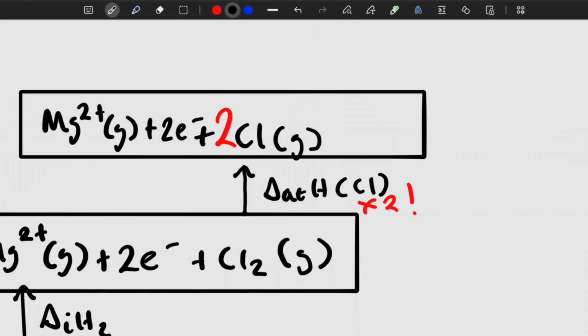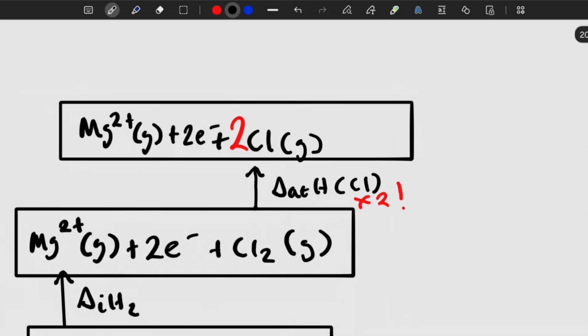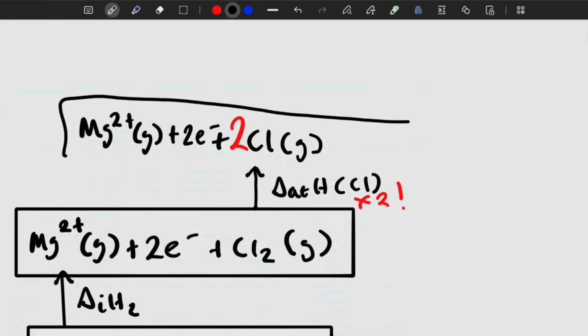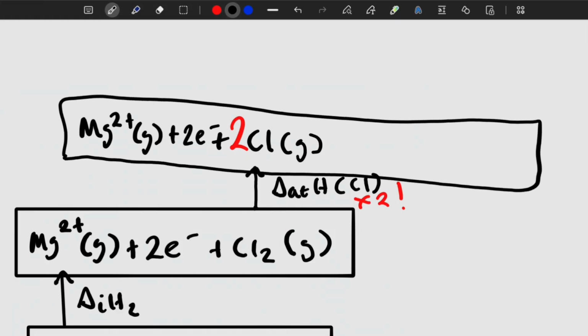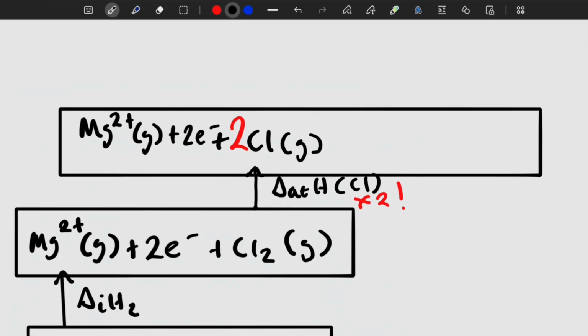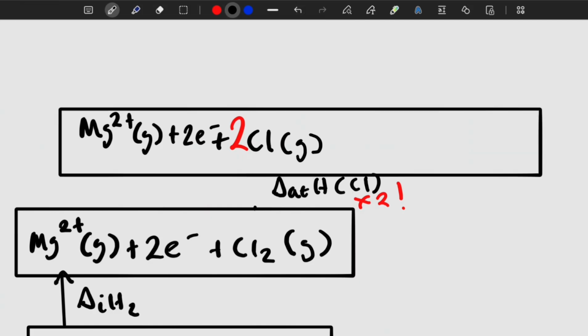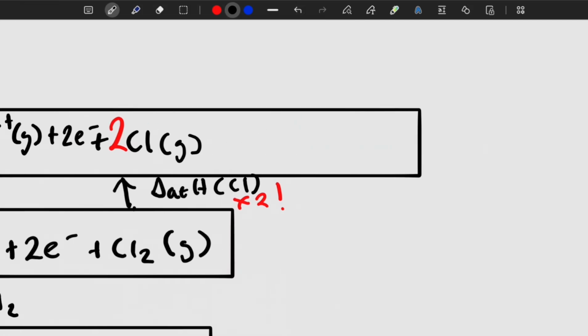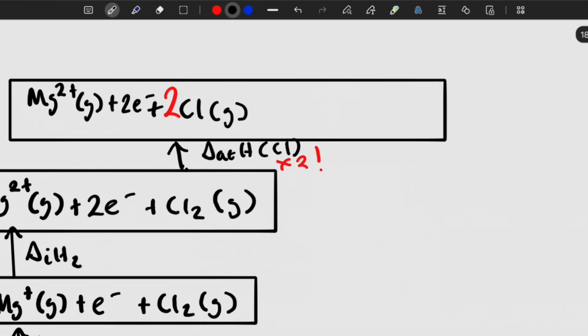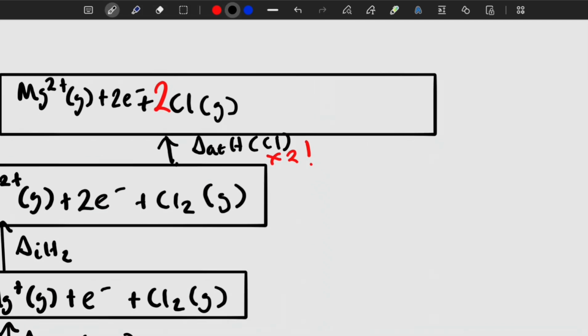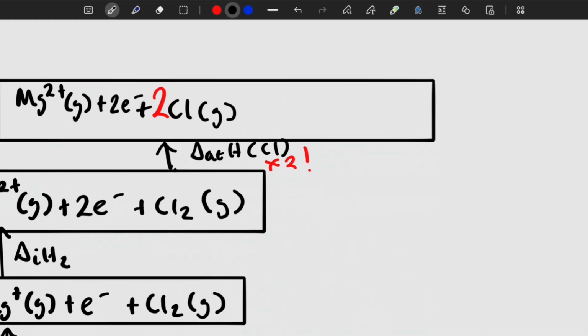Okay, so now we want this to be in ionic form. How can we do this? Well, let me just draw my box a bit bigger because we need it longer. Okay. So now to make chlorine negative, it needs to go through the second electron affinity. I mean, not the second, the first electron affinity.